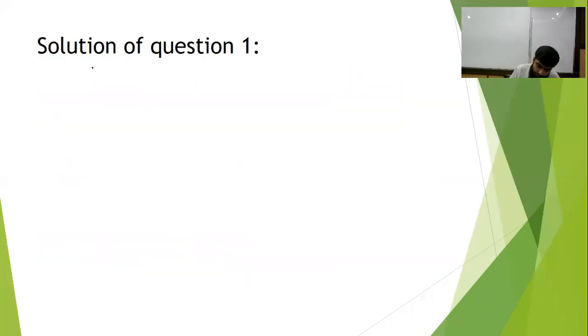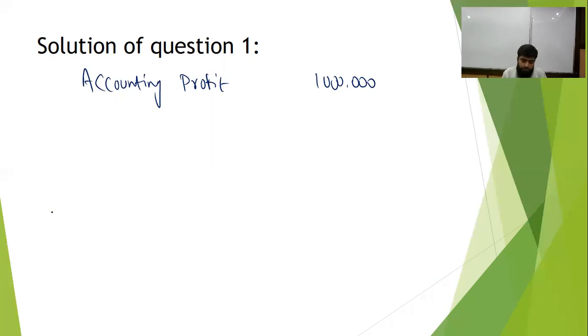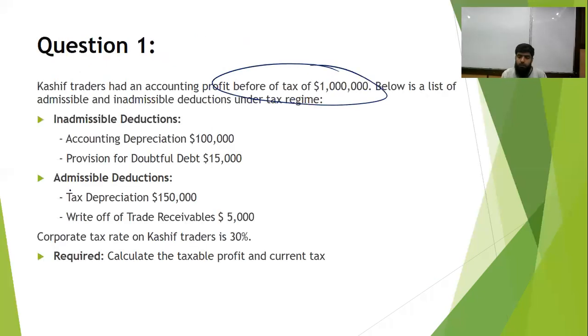First of all, let's post the accounting profit. Accounting profit is $1 million, and we have to make certain adjustments. Now, what are those adjustments? Number one, inadmissible deductions. It means expenses you have already recorded in your accounts, but which are not allowed by the tax authorities. So we need to remove those expenses.